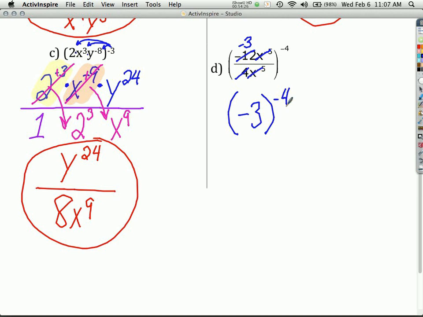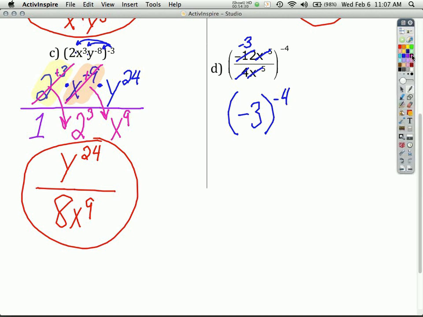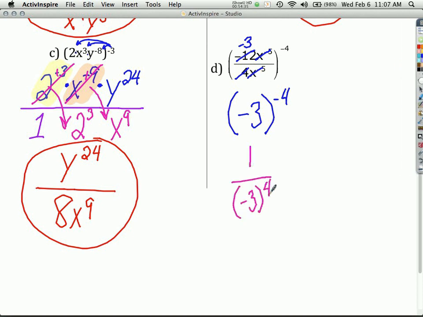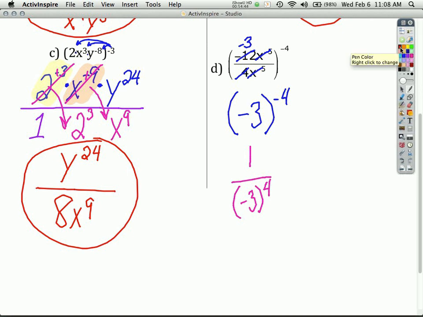And all that means is the reciprocal of that. So this becomes 1 over negative 3 to the positive 4th power. And now just simplify negative 3 times negative 3 times negative 3 times negative 3. So what do you get when you do negative 3 to the 4th power? What do you get, Juliana? You get, let's see, negative 3 times 9 is 27. Yep, you get 1 over 81.